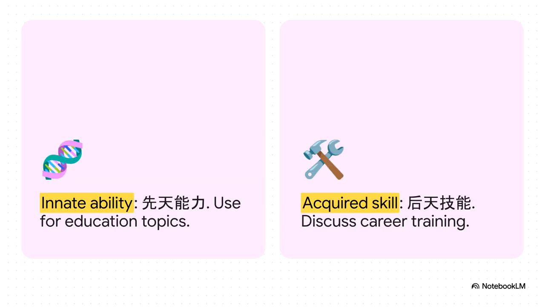Here's another great pairing. Innate ability, 先天能力. Use this to describe natural talent when discussing educational pathways. Then we have acquired skill, 后天技能. Contrast it with this term to emphasize the importance of hard work and training programs. I highly suggest using this specific contrast when you are prompted to discuss university funding or career training in your speaking responses. It sounds so professional.